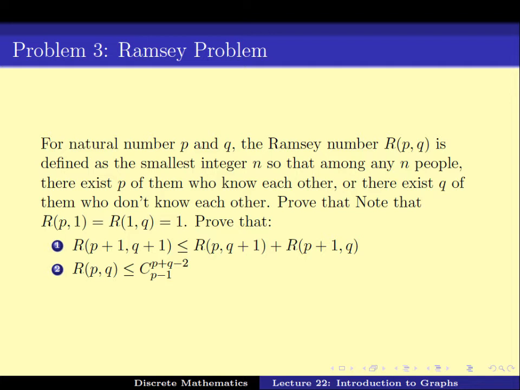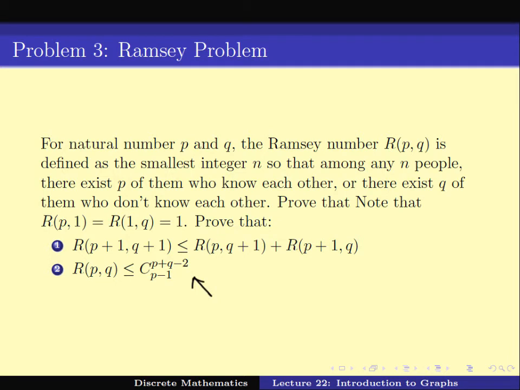Now I would like to understand how big this number R(P,Q) can be. Can it be 100 or so on? And it says the following thing. Prove that R(P+1,Q+1) is less than or equal to R(P,Q+1) plus R(P+1,Q), and R(P,Q) is less than or equal to (P+Q-2) choose (P-1). This is basically P plus Q minus 2, choose P minus 1.